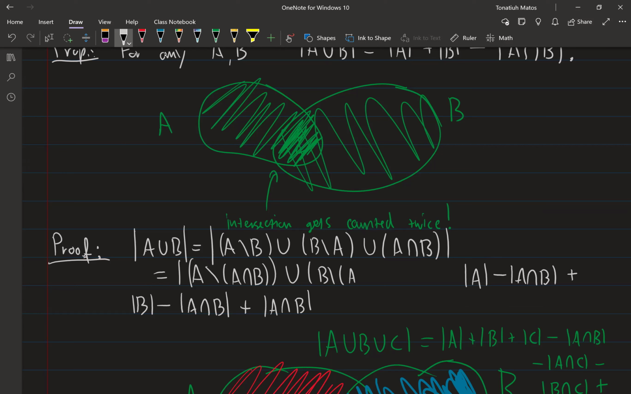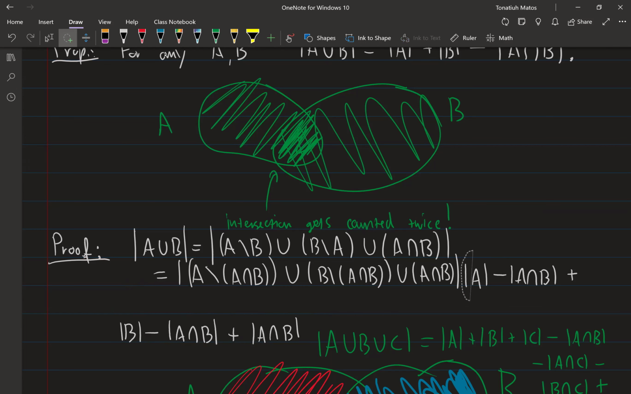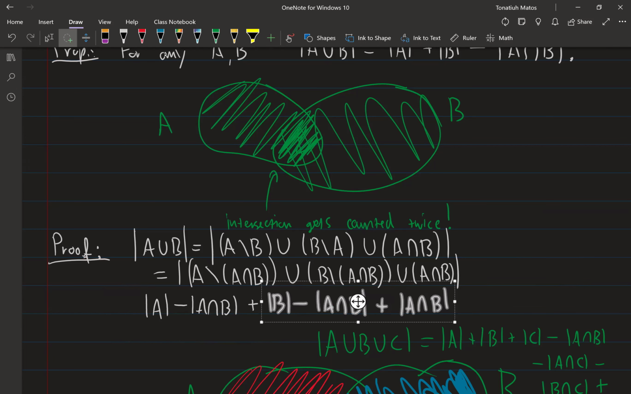Same with B minus A. Removing something is the same as removing the intersection, right? But the definition of remove doesn't require them to be subsets of each other. So this is just to add some clarity here. These are the same, right? And then I have this right here, and then I have this.